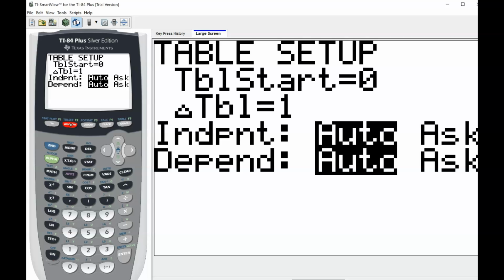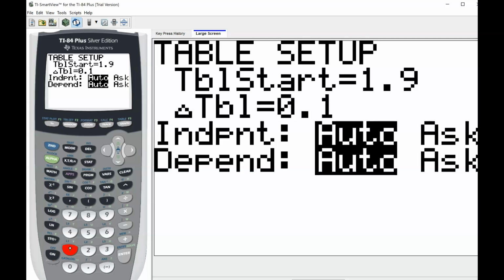I'm going to 2, so maybe I'll go 1.9, and then 0.1 as my change in table. Change in table is, you'll see what it means. But table start is where am I starting at? What's my number there at the top of the screen? And change in table is what is each x value.